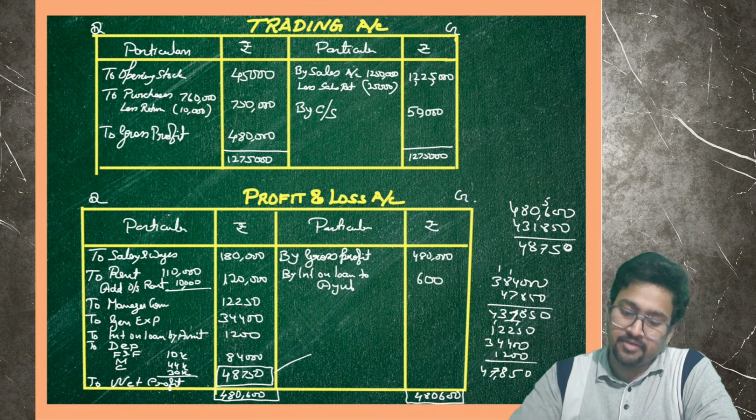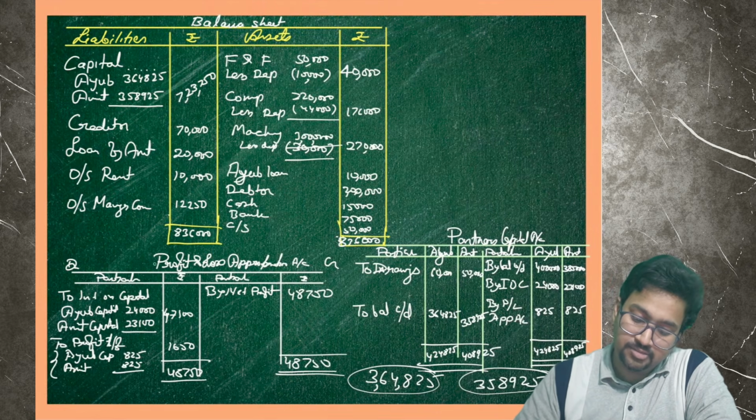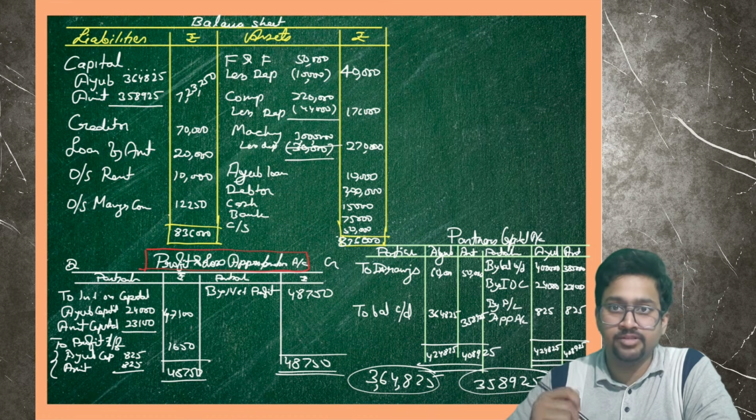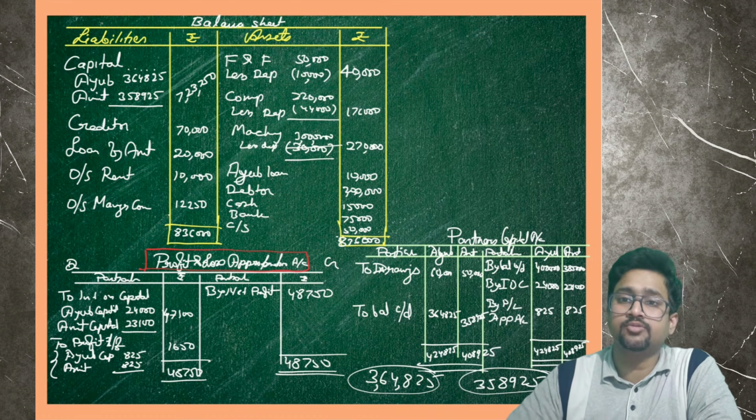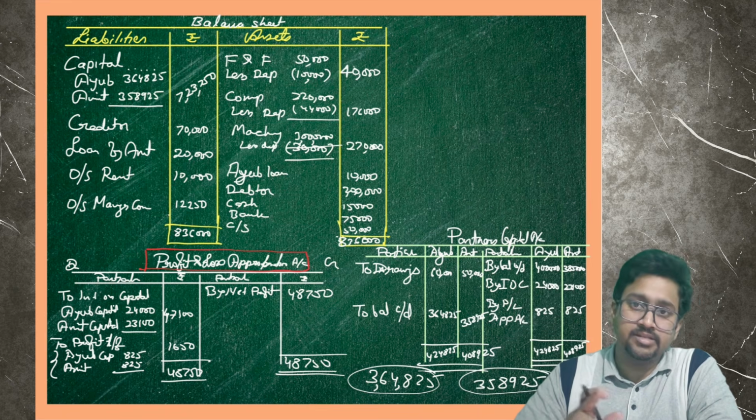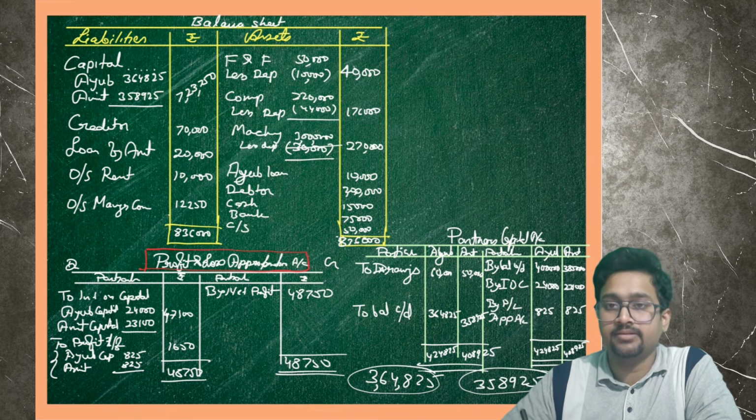For that, after trading and P&L, we made a new account, that is the P&L appropriation account. In this P&L appropriation, we distributed the profit, and the main purpose for preparing the P&L appropriation account is the distribution of partners' profit. Partners' individual profit, not the firm's profit. And thereafter we made a separate partners' capital account.